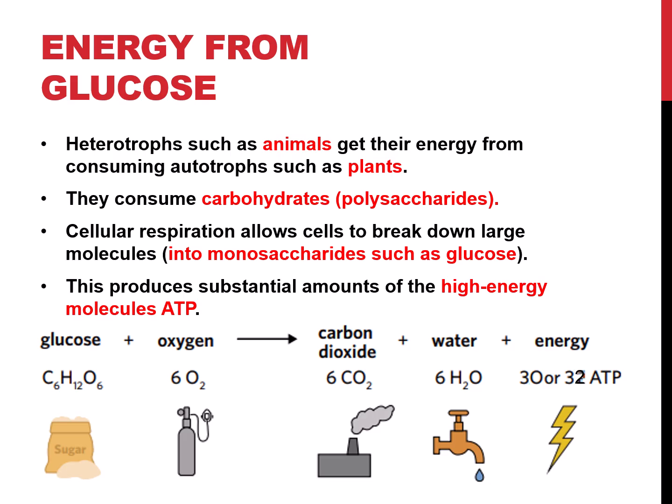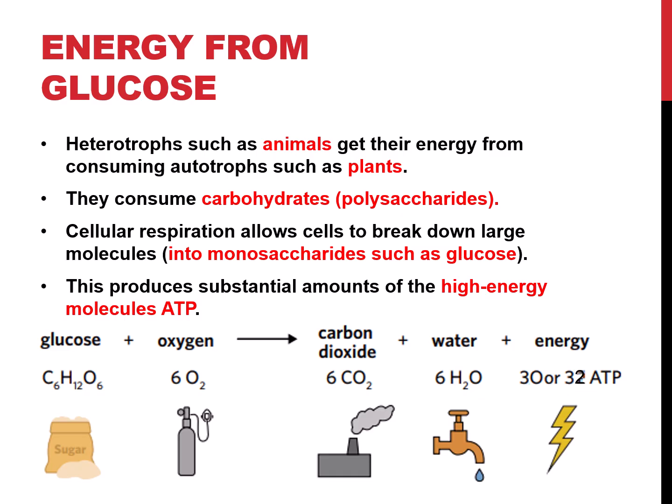So energy from glucose. So animals, we're heterotrophs. What does that mean? Hetero, other, troph, food. We get our food from others. We either eat autotrophs, plants, or we eat other heterotrophs, such as other animals.